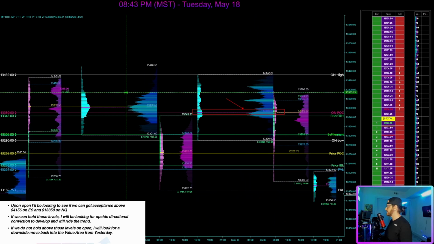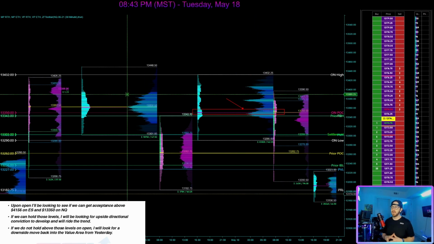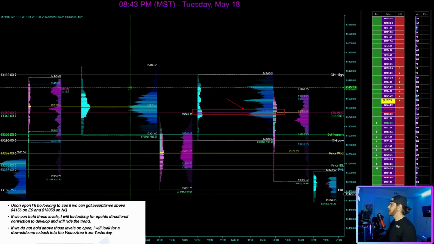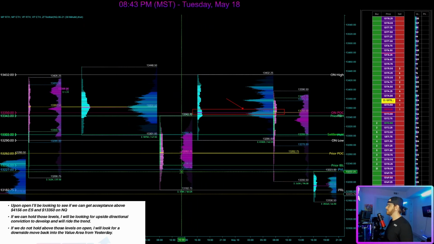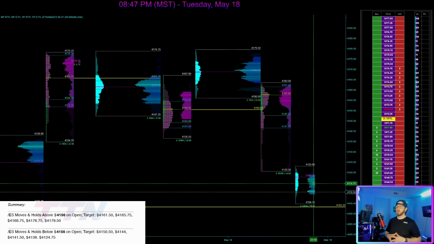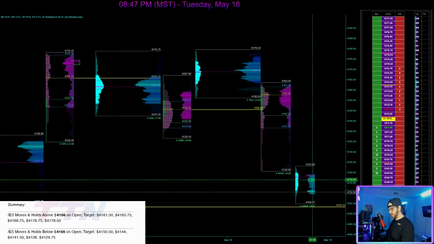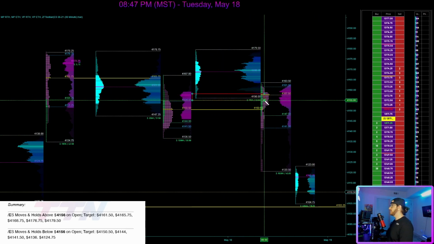We got smacked down at these prior overnight value area highs, and we got a very, very fierce sell-off towards the end of the day, right into the lows of yesterday. All right, so now that we got the chart cleared off, let's get into the line in the sand and the targets, starting with ES.